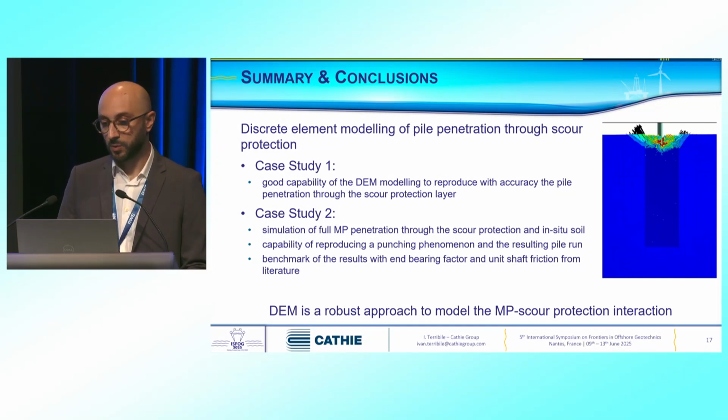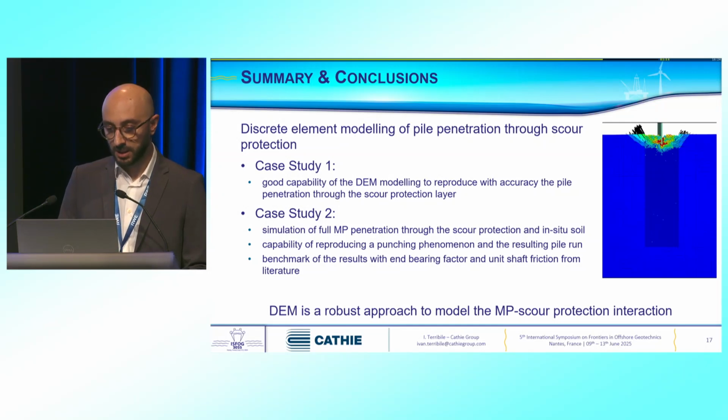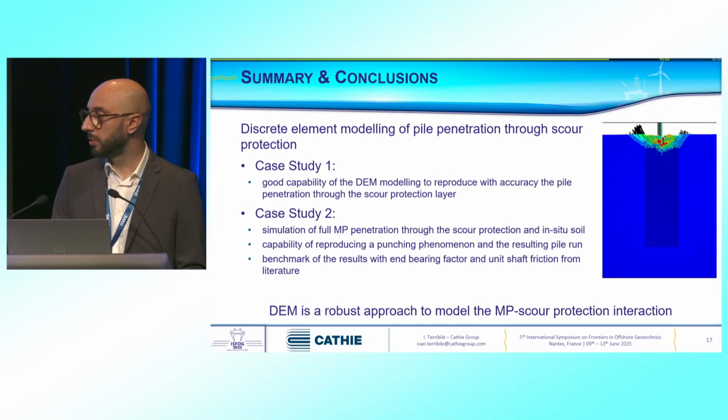For case study 2, the aim was to model a complete penetration of the monopile through the scour protection and through the in-situ sand. This allowed us to model a punching phenomenon and the resulting pile run. And finally, a benchmark of the model was obtained comparing the end bearing factor and the unit shaft friction with the literature values. In conclusion, the obtained results confirm the robustness of the applied methodology and encourage its application to more challenging cases.